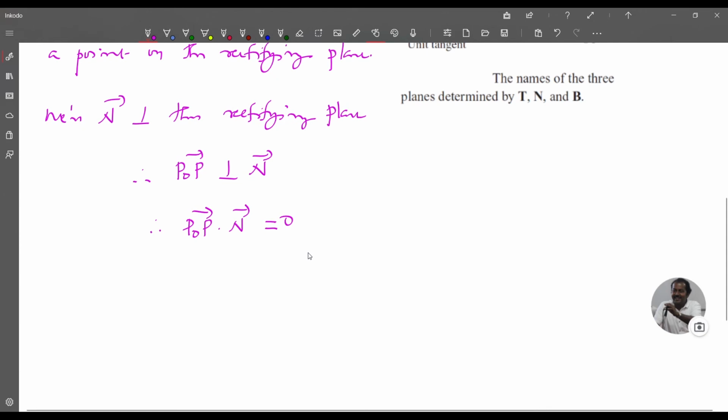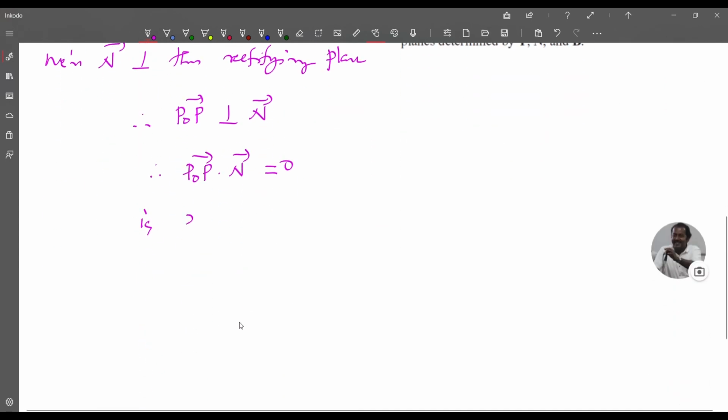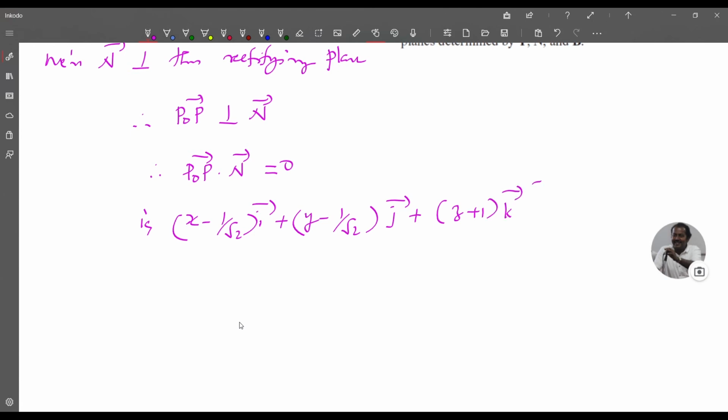That is, we know that P naught P is (x minus 1 by root 2)i plus (y minus 1 by root 2)j plus (z plus 1)k. This is your P naught P. We know that n at t equal to pi by 4 is minus 1 by root 2 i minus 1 by root 2 j plus 0k. The dot product is equal to 0.